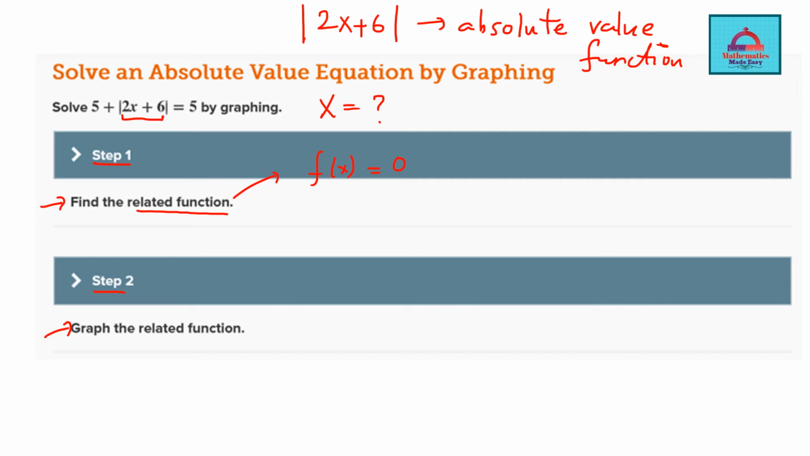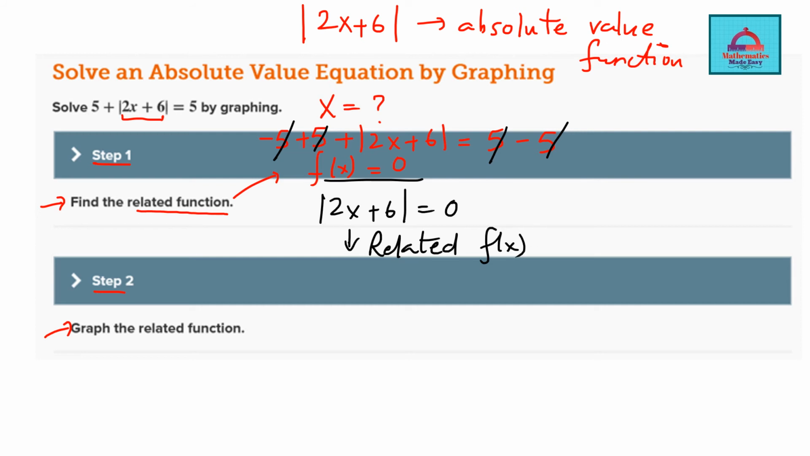So how can you get rid of the 5? Let's think a little bit on that line. If I want to make this right side equal to 0, that means I'm going to subtract 5 on both sides, right? And when I do that, 5 and 5 are gone from both sides. So what you're left with is only the absolute value of 2x plus 6 equal to 0. And yes, now you have the right side as 0. So this is your correct related function. This related function is important in the sense that the number of times its graph will meet the x-axis, exactly those will be the solutions for this given equation.